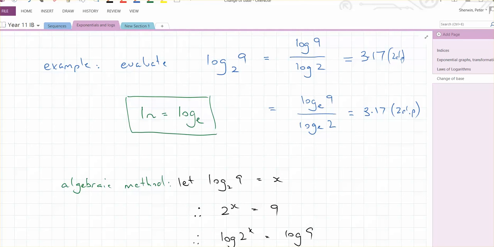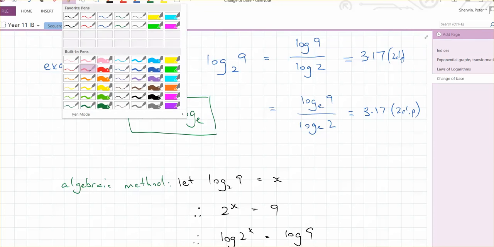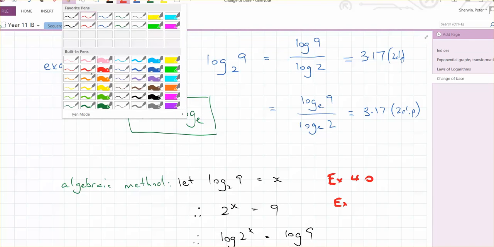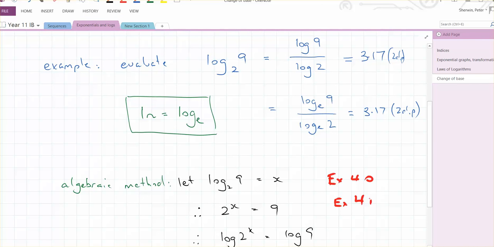We're going to get some practice on that in class tomorrow, and that'll be on exercise 4O and exercise 4P. If you had a little time tonight, you could start on those. There's no requirement to get started on those, but if you really wanted to, and you were quite excited about this change of base business, you could get started on that.